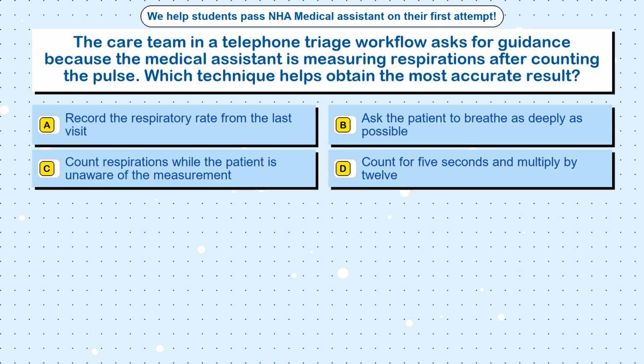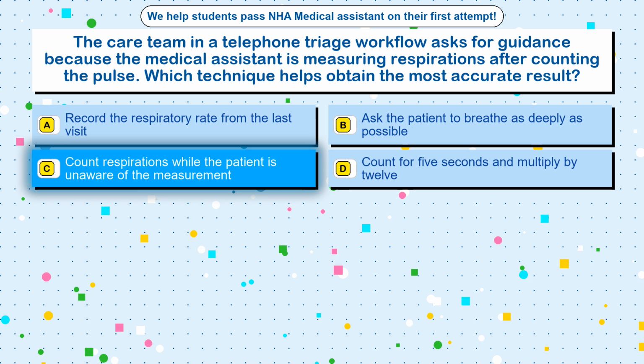Question 41. The care team in a telephone triage workflow asks for guidance because the medical assistant is measuring respirations after counting the pulse. Which technique helps obtain the most accurate result? Option A. Record the respiratory rate from the last visit. Option B. Ask the patient to breathe as deeply as possible. Option C. Count respirations while the patient is unaware of the measurement. Option D. Count for 5 seconds and multiply by 12. The correct answer is option C.